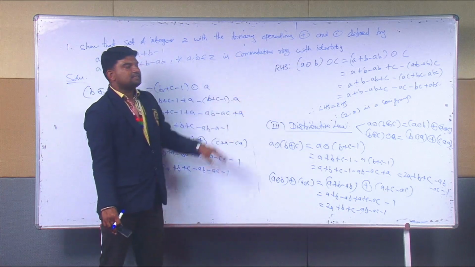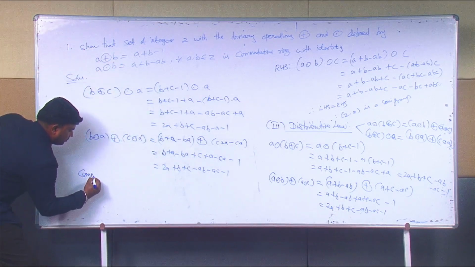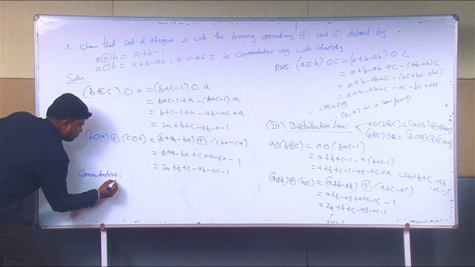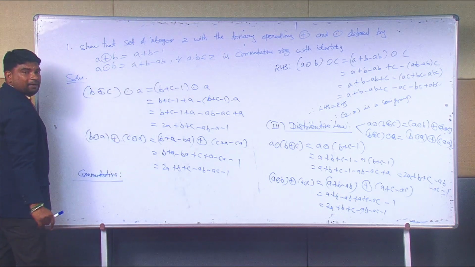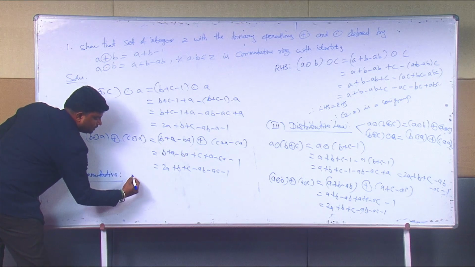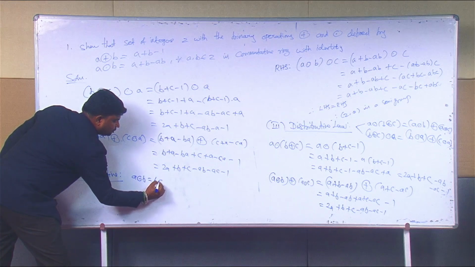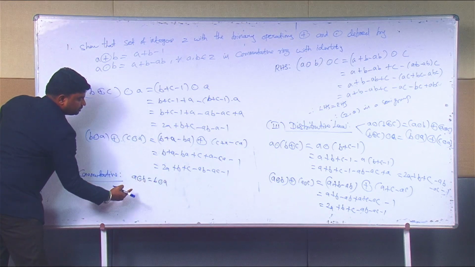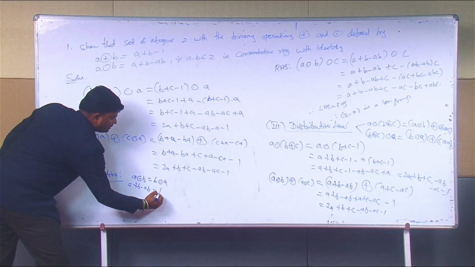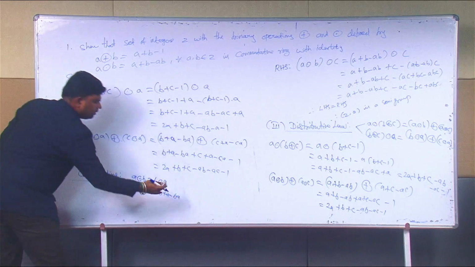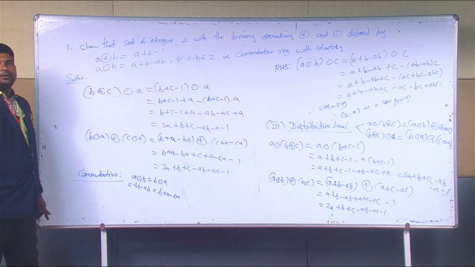Commutative means under multiplication modulo. So go for the next axiom. I want to show that it is a commutative ring under multiplication modulo. Its axiom is A multiplication modulo B equals B multiplication modulo A. A multiplication modulo B is A plus B minus AB, and B multiplication modulo A is B plus A minus BA. Both are integers, so both values are the same. So commutativity is also satisfied.